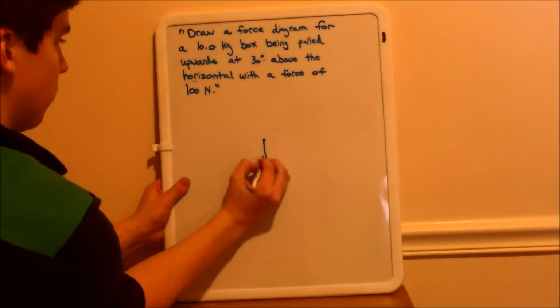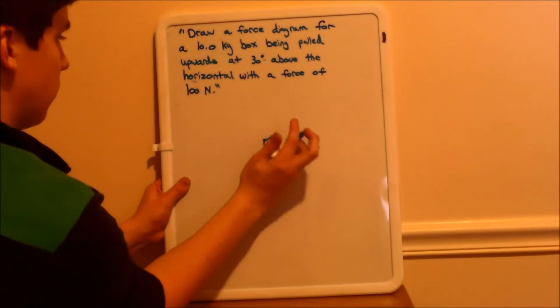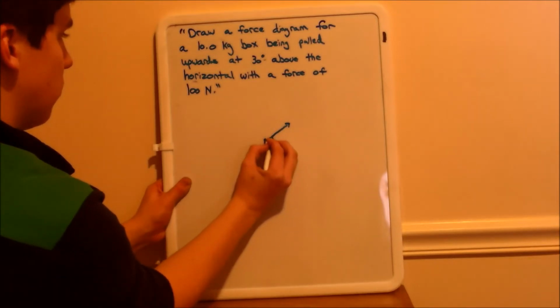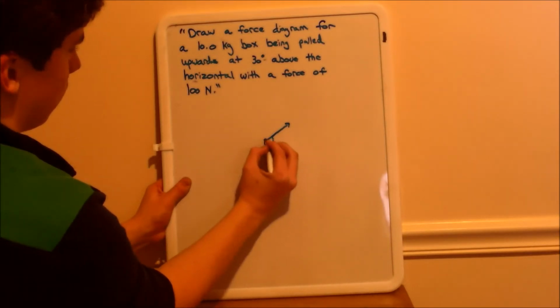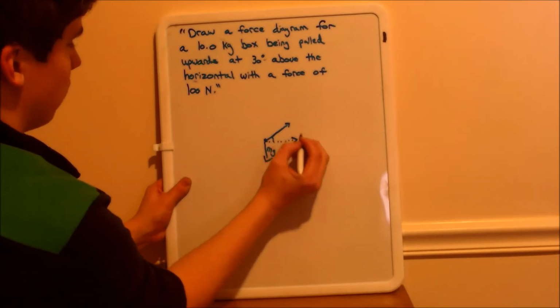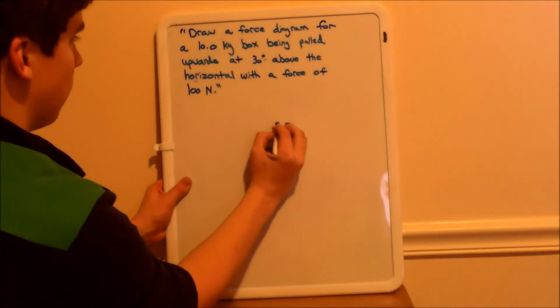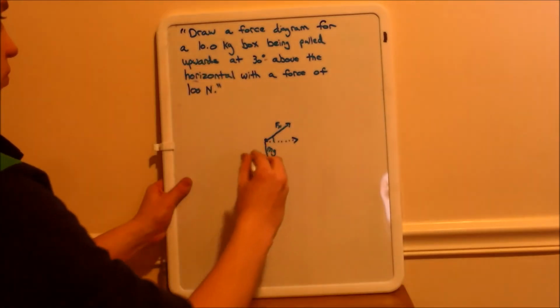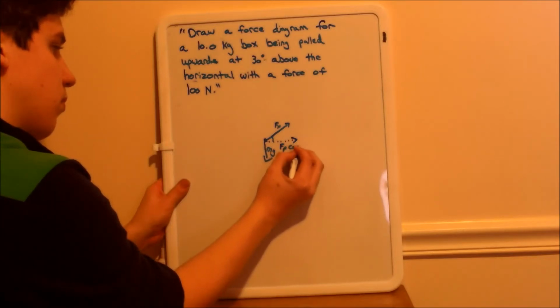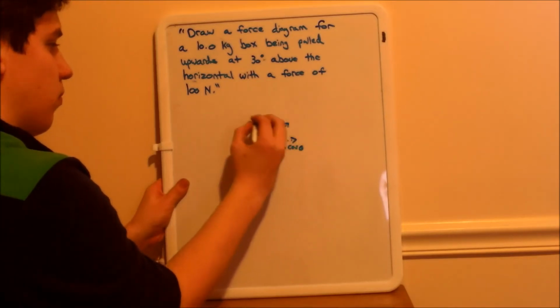We are going to solve the problem. Draw a force diagram for a 10 kilogram box being pulled upwards at 30 degrees above the horizontal with the force of 100 newtons. We are also going to calculate both the horizontal and the vertical vector. First, we are going to draw a line mg to describe the force of gravity on the box. Then we are going to draw a line 30 degrees above the horizontal and name it force pull.